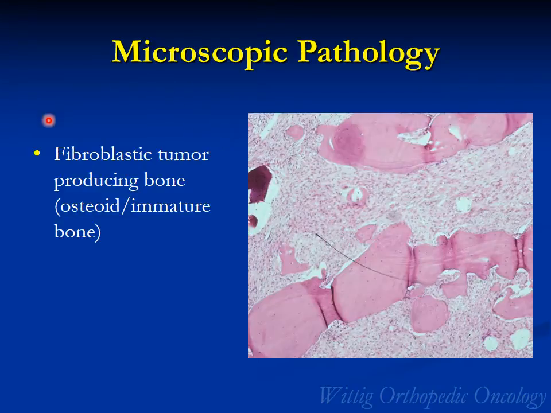Microscopically, remember, it's a fibroblastic tumor. It's going to look like fibrous tissue. Fibrous dysplasia can look very similar to this, that's producing bone, and here's the bone that it's producing. The bone usually has small cells in lacunae or small osteocytes within it, and it's this fibroblastic tissue that's producing the bone. There's no osteoblastic rimming.